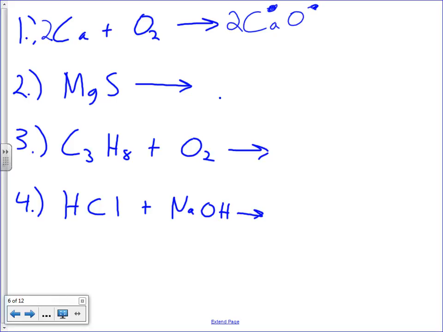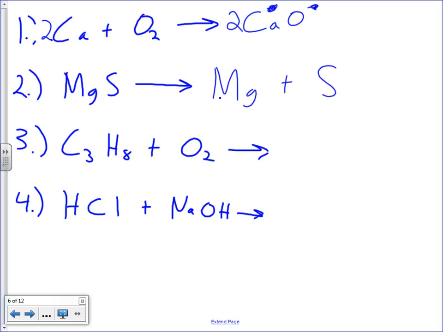Okay, what kind of reaction would be going on in number 2 where I have magnesium sulfide all by itself? It's a decomposition reaction. Okay, in a decomposition reaction, what's going to happen to that? It's going to split up, right? Okay, so magnesium's going to end up by itself, and sulfur's going to end up by itself.